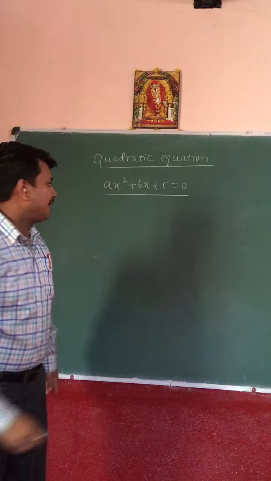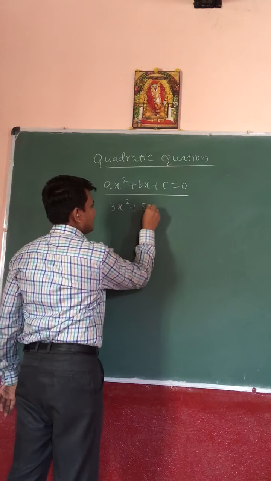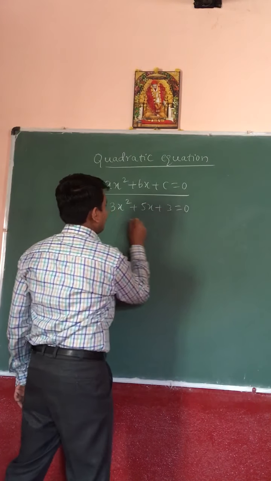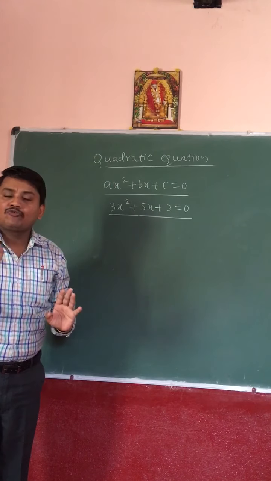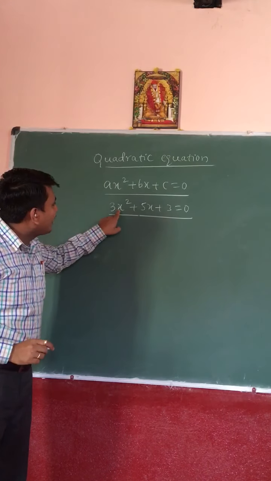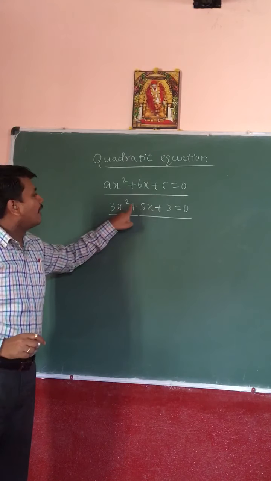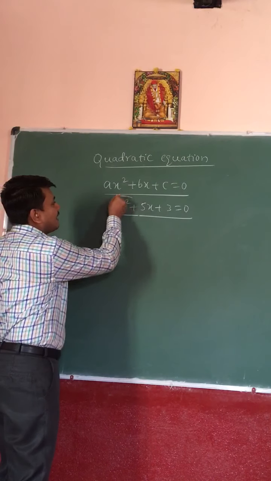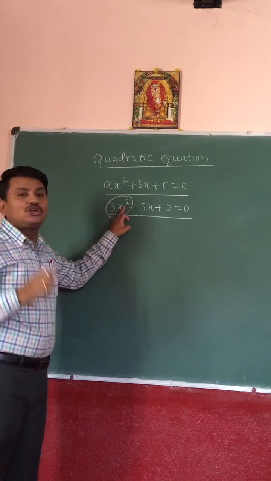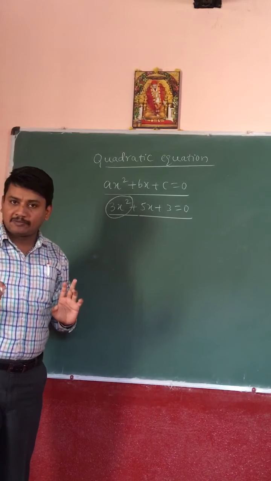I'll give some examples. See, 3x square plus 5x plus 3 is equal to 0. This is an example of a quadratic equation. Here we must see the variable: only one kind of variable should be there, say x square and x. So only one kind of variable, and the highest degree of that variable should be 2. Then that equation we'll call a quadratic equation.